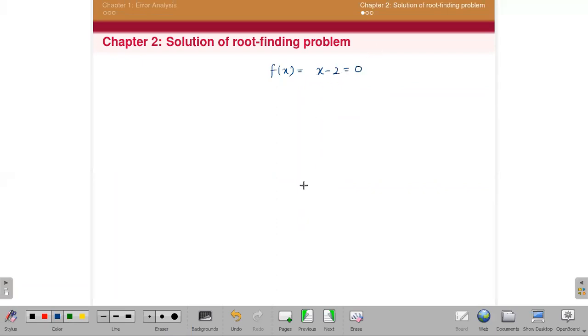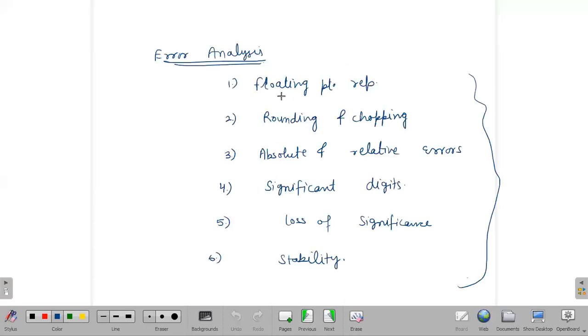Questions have been done, like in this chapter, there is no question in floating point representation as such. In rounding and chopping you will get the formula for the rounding and chopping, that how to do rounding and chopping. Absolute error, you know, if you have an exact number and approximate number, you can find the absolute error and relative error also. Significant is just a definition here.